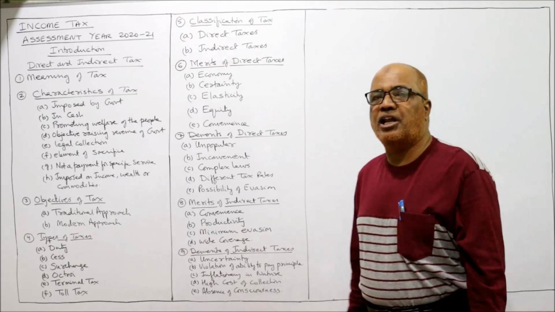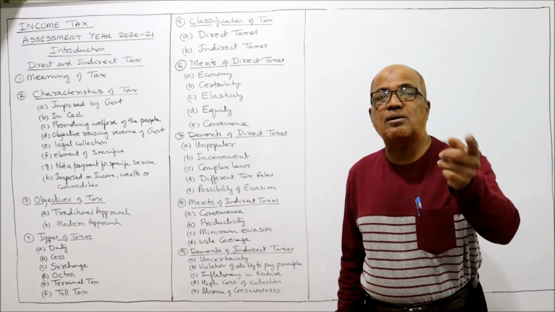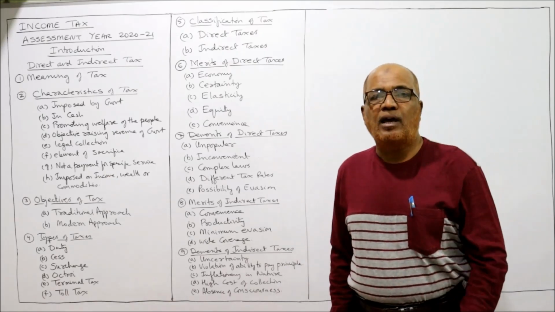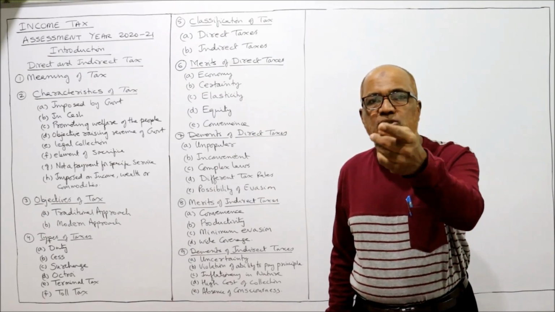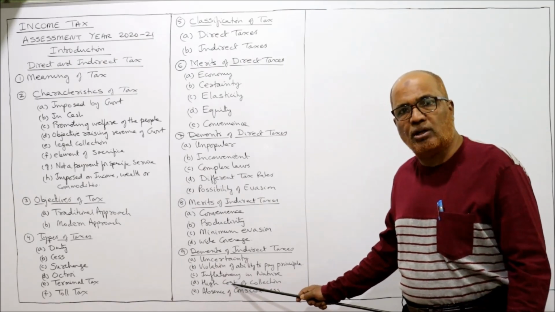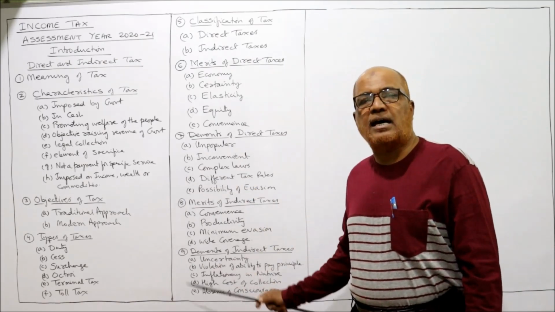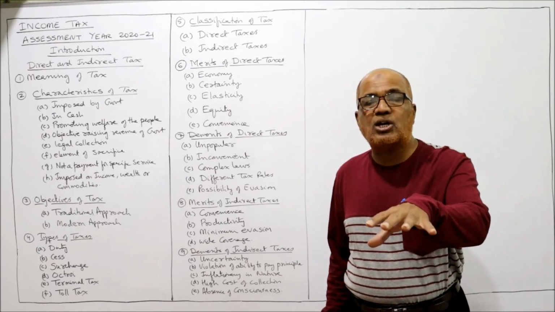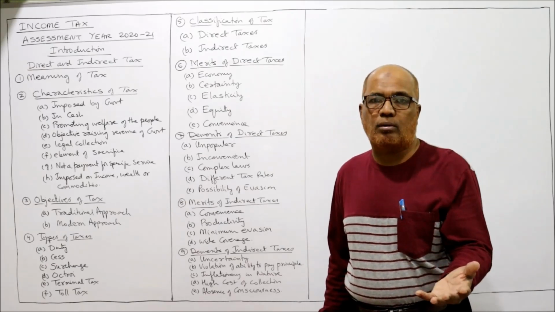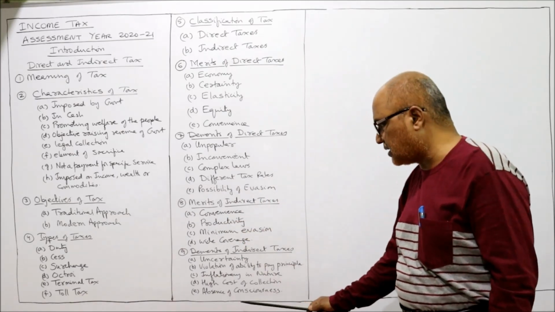Next is inflationary nature. On account of taxation, there is a possibility of inflation. Inflation means an increase in the price of goods and services in the market. So there is a possibility of inflation if there are more taxes. High cost of collection. Compared to direct taxes, the cost of collection of these indirect taxes is more. The government has to spend a lot of money in order to raise the revenue from indirect tax.